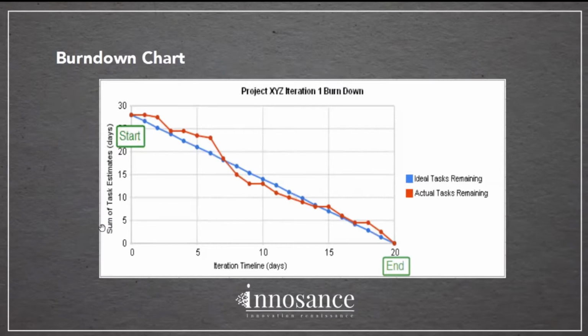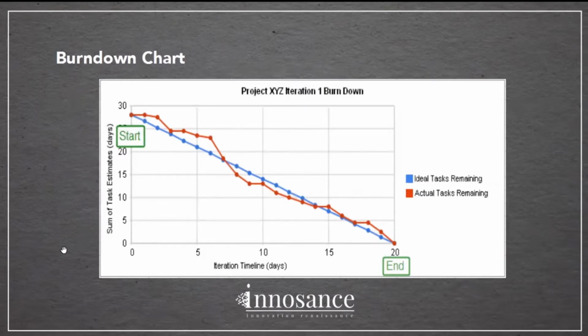work is left. On the left-hand side, you see the sum of task estimates. How much work is left? You can put here the story points, or you can put here days, you can put here hours, anything that represents the time. Anything that represents the estimated amount of remaining work. So this is what it is on the left-hand side.